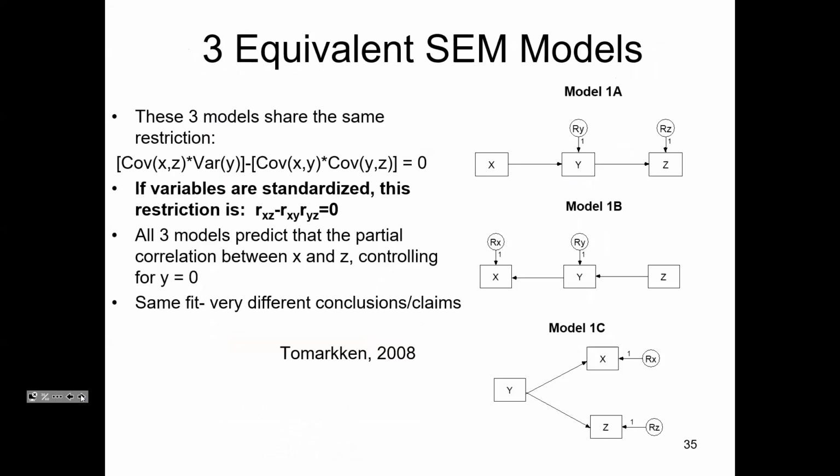Okay. So again, this is the same thing that I was just saying. These are the same basic three models, right? We have that same restriction. We have a 1 DF model. We have the same restriction across these three models that predicts that the partial correlation between X and Z after controlling for Y is 0. Same fit, different conclusion.